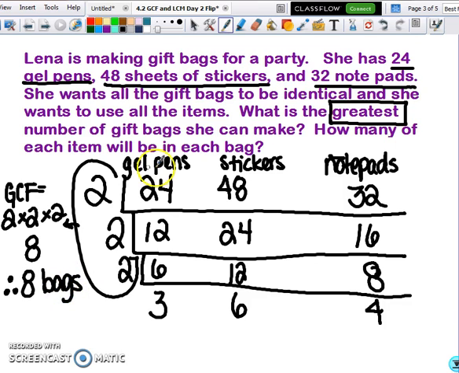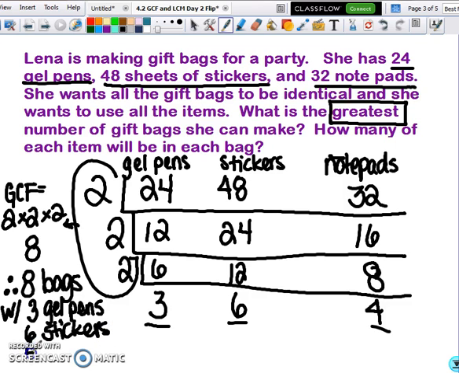Because we organized over here, gel pens, stickers, notepads, if you look on the bottom here, the 3, the 6, and the 4 tells you how many of each will be in each bag. So we're making 8 gift bags with 3 gel pens, 6 stickers, and 4 notepads. So we knew this was greatest common factor due to the keyword greatest that was in our word problem.